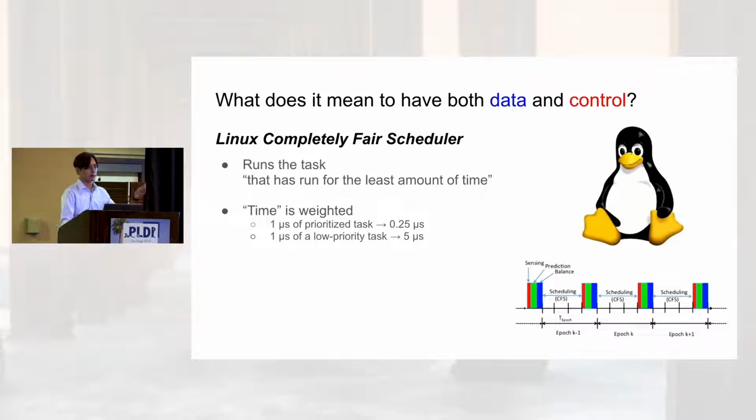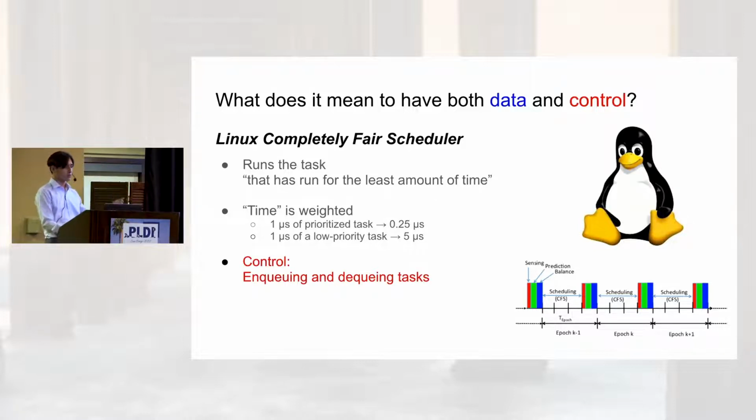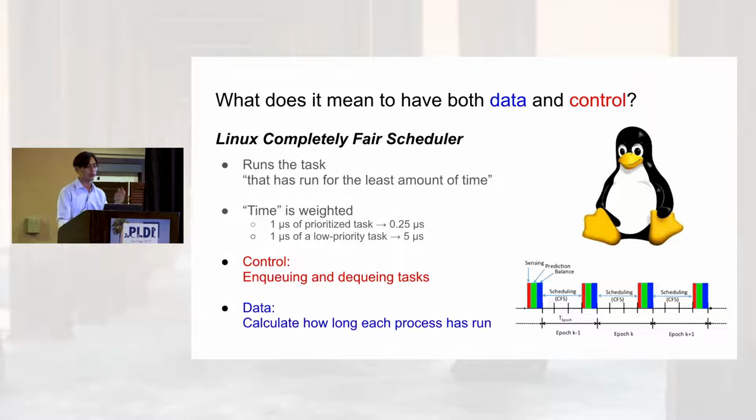And so there's an element of control, because you need to enqueue and dequeue different tasks while you're scheduling them onto the CPU. But you also need to do some data transformations because you need to calculate how long each process has run. And maybe this is not too unexpected because this is a complex piece of code, so you'd expect it to have both data and control.